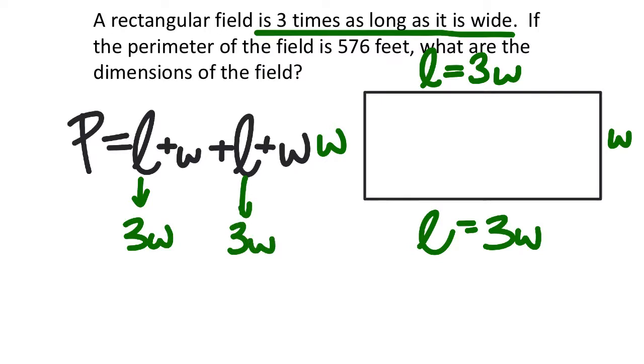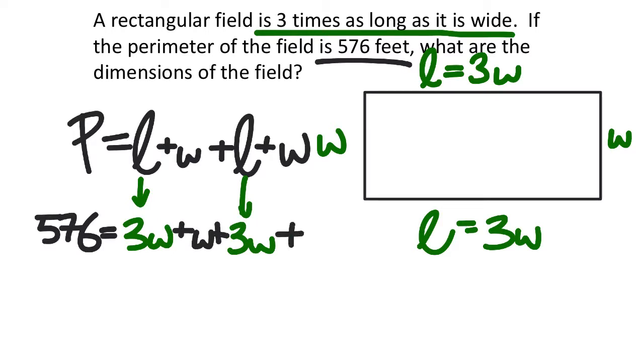So now my perimeter also, I know, is 576 feet. So I replace the P, perimeter, with 576. This equals 3 widths plus that original width, plus the length, which is the green, 3W, plus that last W right there. So this becomes an equation. And right here I'm looking just to solve it.